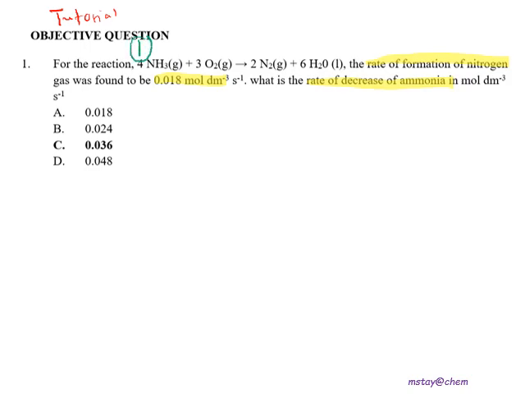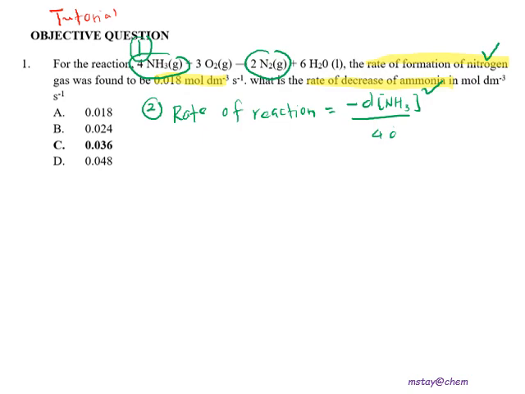As we already know, generally we need to have the chemical equation. Second, we need to write the differential rate equation. In this case, we do not need to write the full one, because this is an objective question, so we just use the rate of reaction. Basically, we just need to involve the nitrogen and the ammonia. So it's negative dNH3 over 4 dt equal to positive dN2 over 2 dt. Okay, can you follow so far?